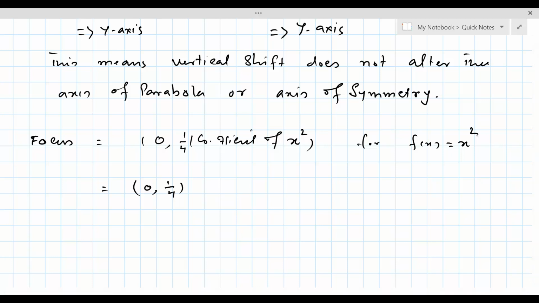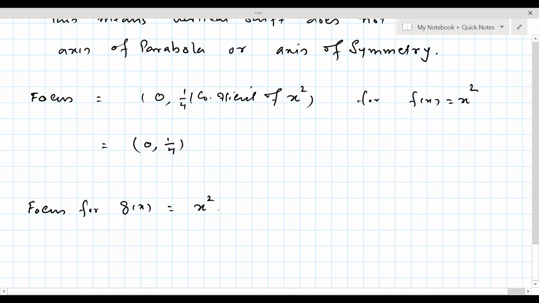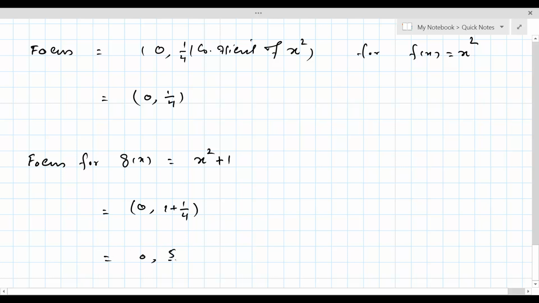If this is the focus, then what is the focus for g of x equal to x square plus 1? Because all the points of the parabola are being shifted vertically upward, the focus will be shifted upward by 1 point as well. So this will be equal to 0, 1 plus 1 by 4. So this will become equal to 0, 5 by 4.